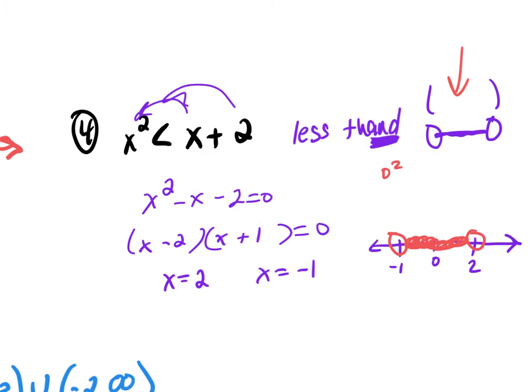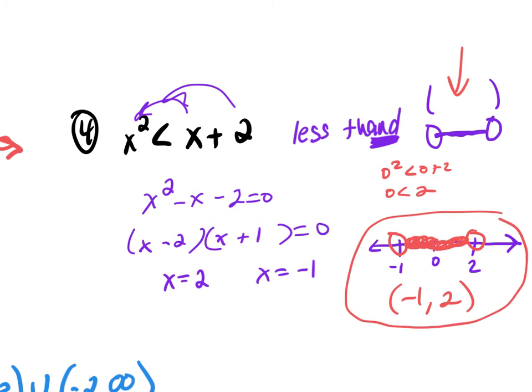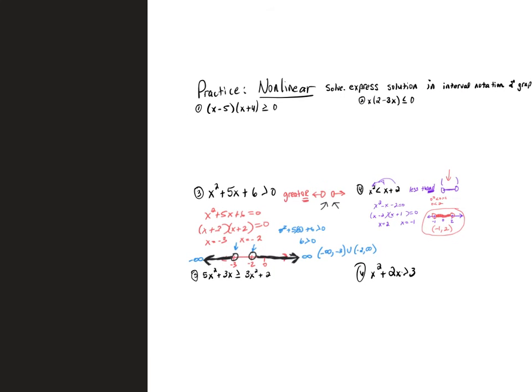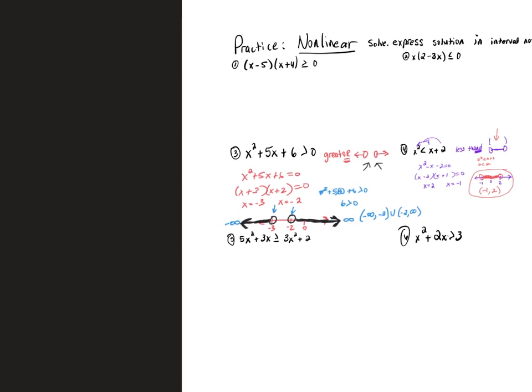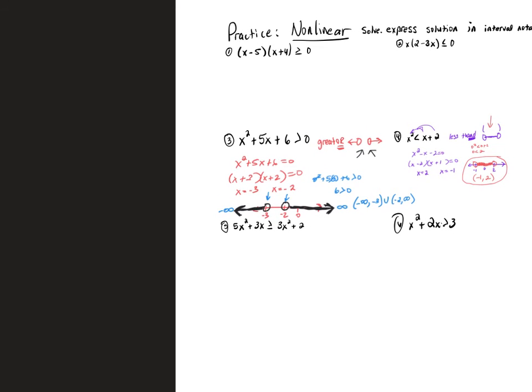So I'm going to say 0 squared is less than or equal to 0 plus 2. Well, what's 0 squared? 0. Is that less than 2? Yeah, so you're good to go. So what's your interval notation? Reading left to right, it starts where and it ends where? Negative 1 to 2. And what do we have on either end? Parentheses. Good. That would be your answer. How do we feel? Good-ish. It's a little easier when you do the shortcut.